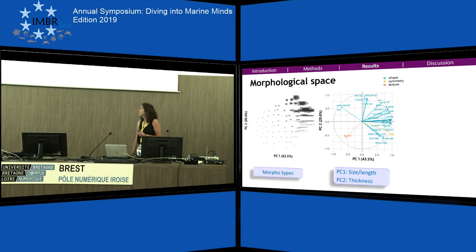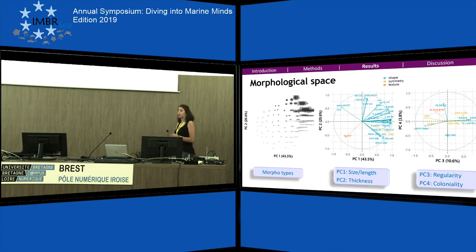And we can really see that if we plot in the morphological space images of organisms stacked on top of each other. You can see that on the right you have more elongated and bigger organisms, while on top of the second axis you have thicker organisms.